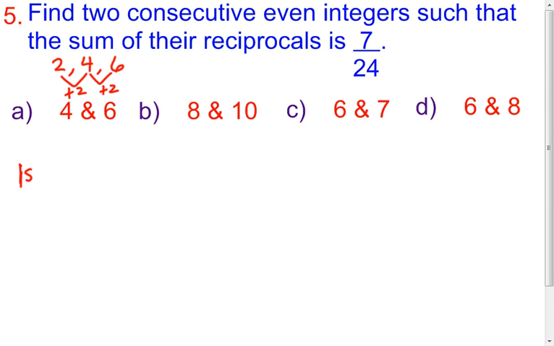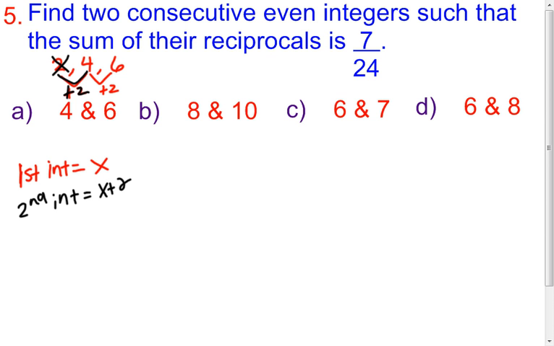Well, let's say that I don't know the first integer. Okay, so I'm going to say the first integer is x. So if this number right here would be x, to get to the next number, I would have to add 2 to it. So the second integer that happens to be even would be x plus 2.